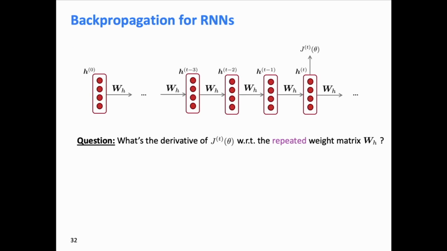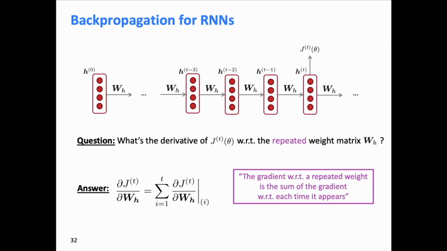Okay. So moving on to backprop, don't worry, there won't be as much backprop as there was last week, but there is an interesting question here. The characteristic thing about RNNs is that they apply the same weight matrix repeatedly. So the question is, what's the derivative of our loss function, let's say on step t, with respect to the repeated weight matrix, WH? The answer is that the gradient of the loss with respect to the repeated weight is the sum of the gradient with respect to each time it appears. And that's what that equation says. On the right, the notation with the vertical line is saying the derivative of the loss with respect to WH when it appears on the ith step.